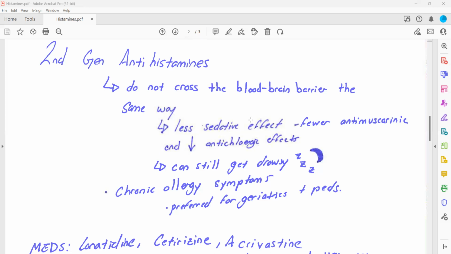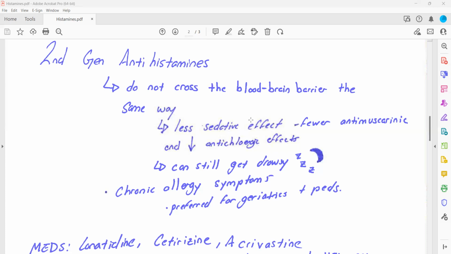Could we think of first gen maybe for more acute allergy and second gen for seasonal allergies? I don't know. Well, they can both be used kind of the same way. A good way to remember these is which one's going to put them to sleep or not. That was just my suggestion. But you can get creative, guys.